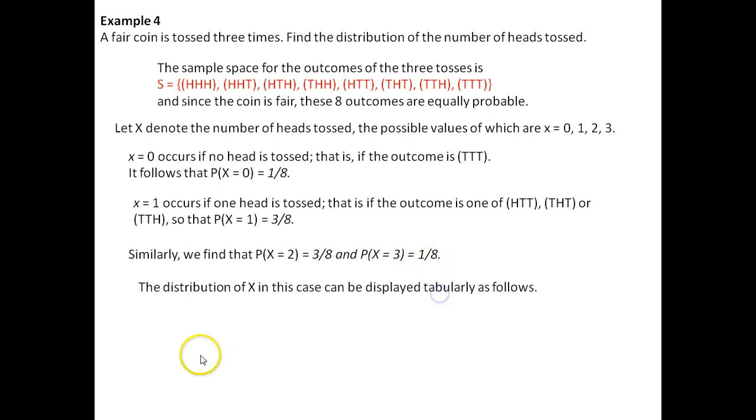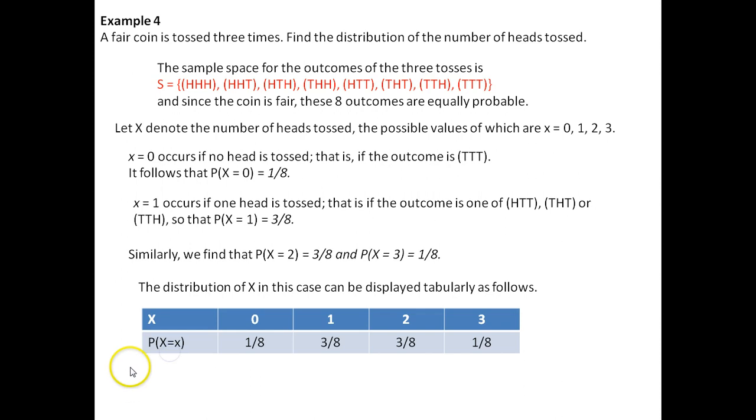So we write that in a table. There's our X values on the top, and the probability of each of those X values is given below, and we check that they add up to 1, and they do. So that is the distribution of the number of heads tossed.